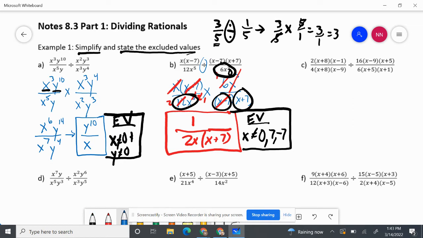Now, looking at the next one. First thing that we're going to do is keep, change, flip. We're keeping the first fraction the same. We're changing it to multiplication. And then the second fraction we are flipping.